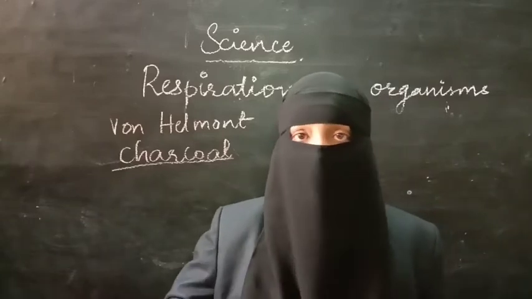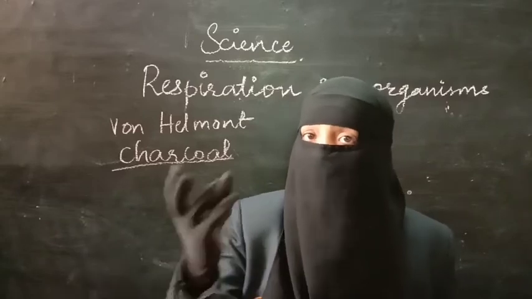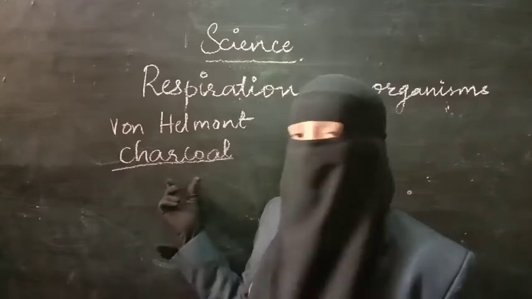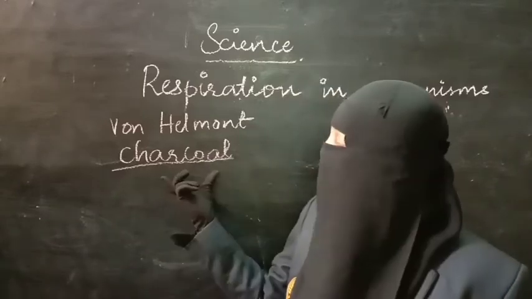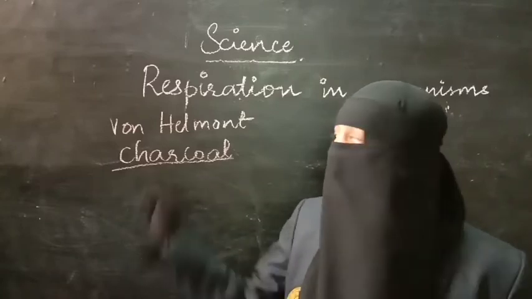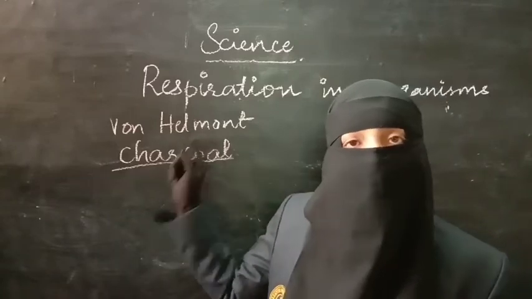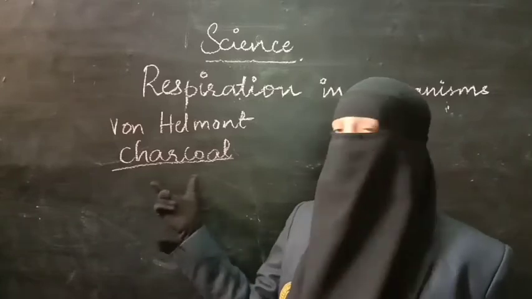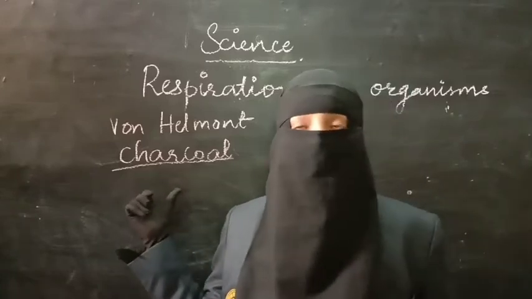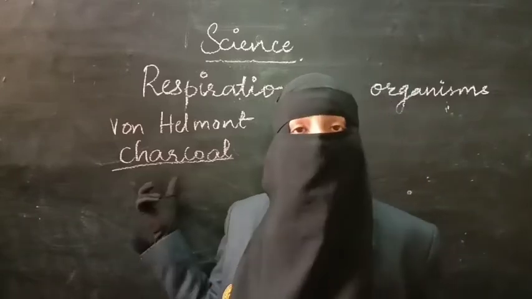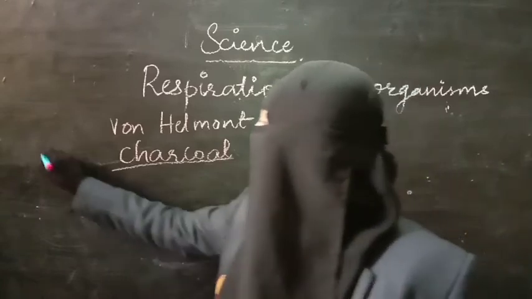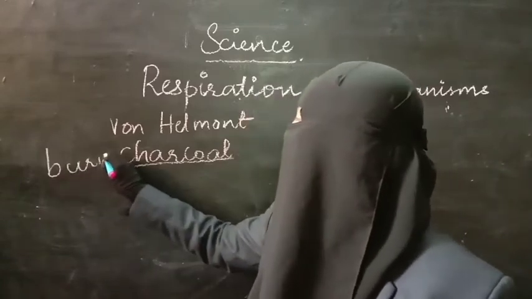When we burn the wood, what will happen? It will change into black color blocks. Those are nothing but the charcoal. So who has done the experiment? Von Helmont. Von Helmont did the experiment using charcoal. What he did was he burnt the charcoal.